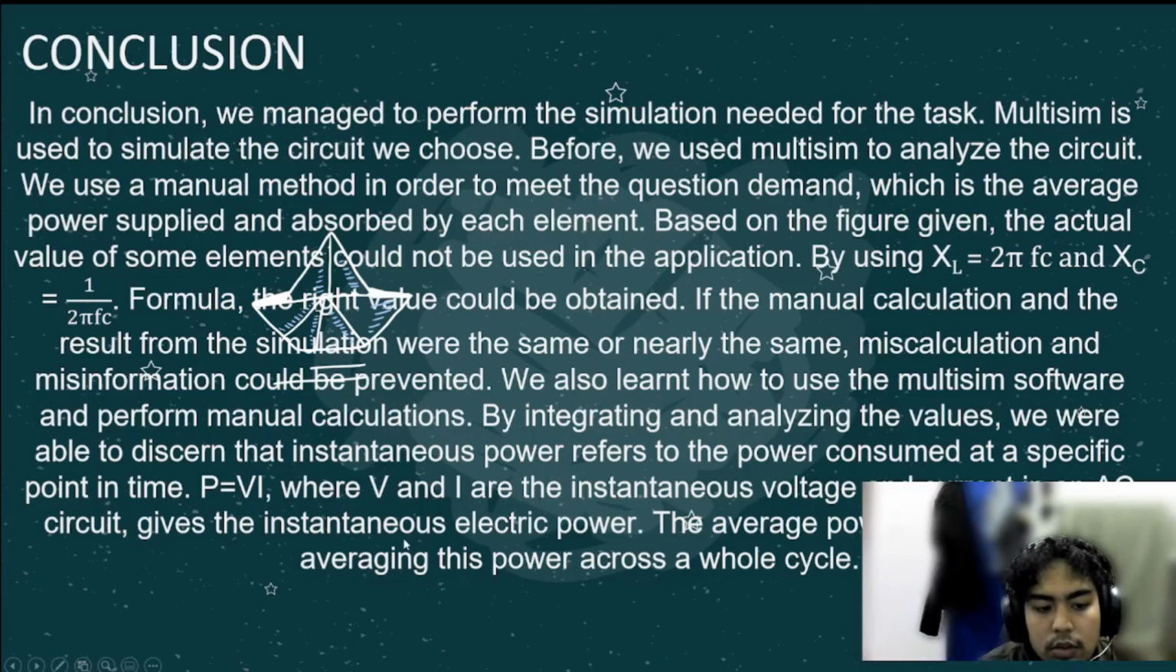Power equals voltage times current, where v and i are the instantaneous voltage and current in an AC circuit, which give the instantaneous electric power. The average power is calculated by averaging this power across a whole cycle.